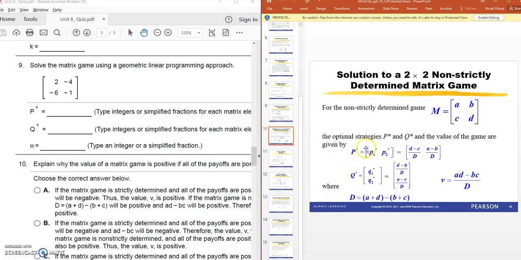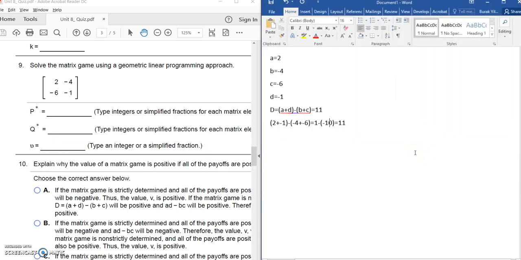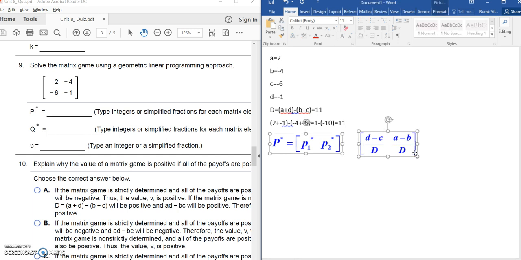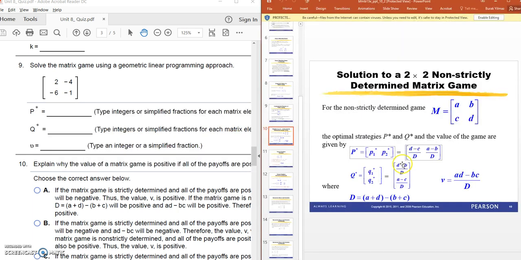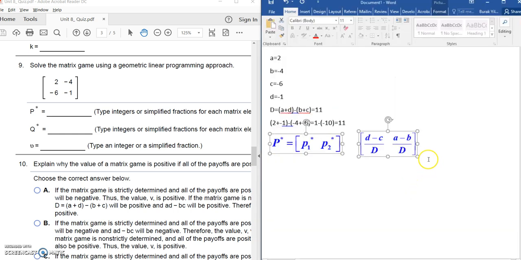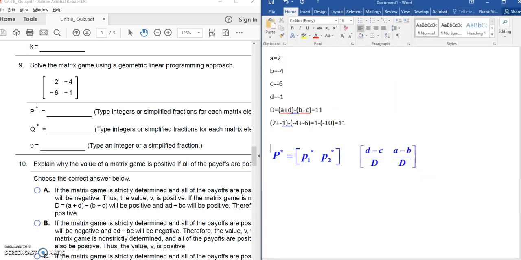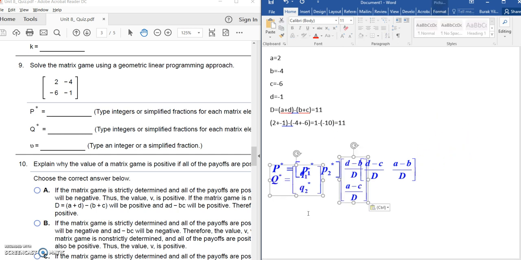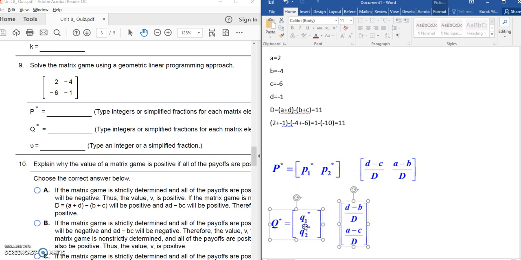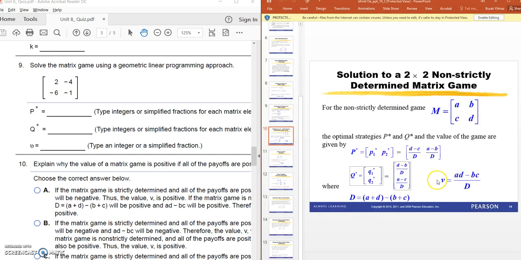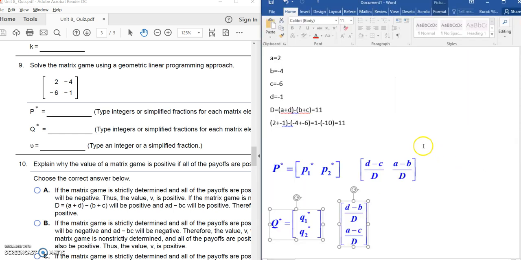And so P star is, so let's write that. This is P star, and this is Q star. And this is V.